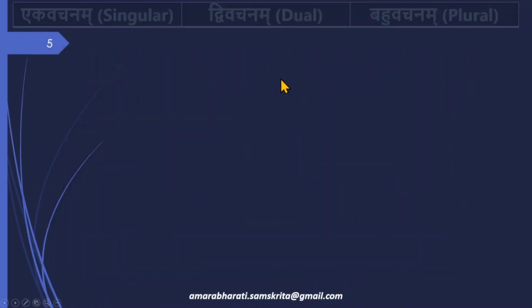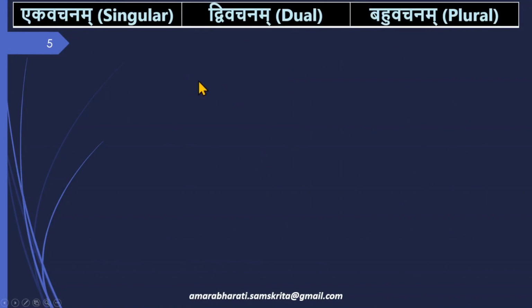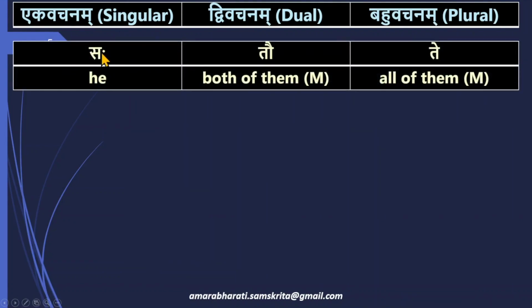Now, before we get into this topic, let us get reminded of certain words which we commonly use in ekavachanam, dvivachanam and bahuvachanam. First ekavachanam, saha, dvivachanam tau, bahuvachanam te. So saha tau te means, saha means he, a masculine word. Tau is both of them in masculine and te is all of them again in masculine.